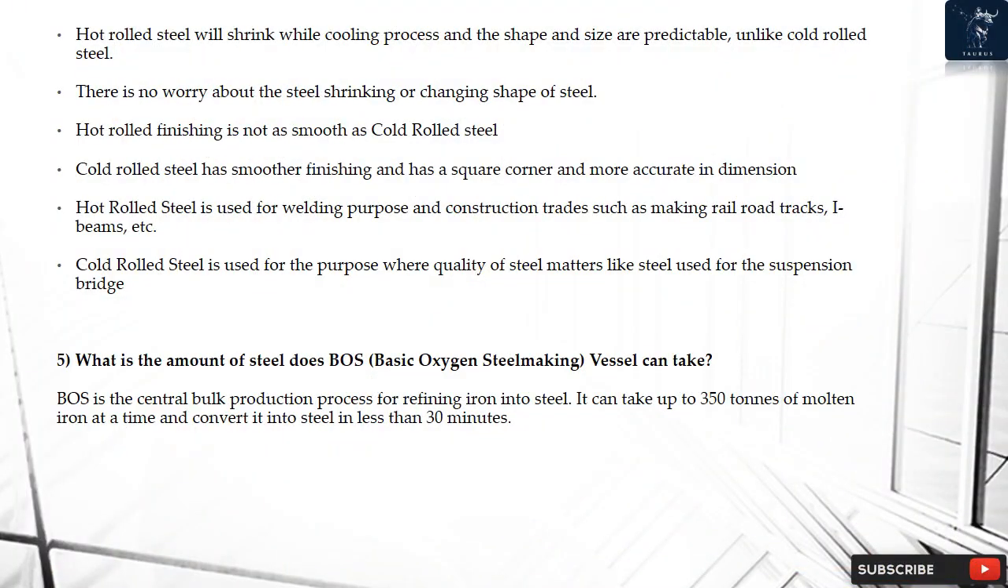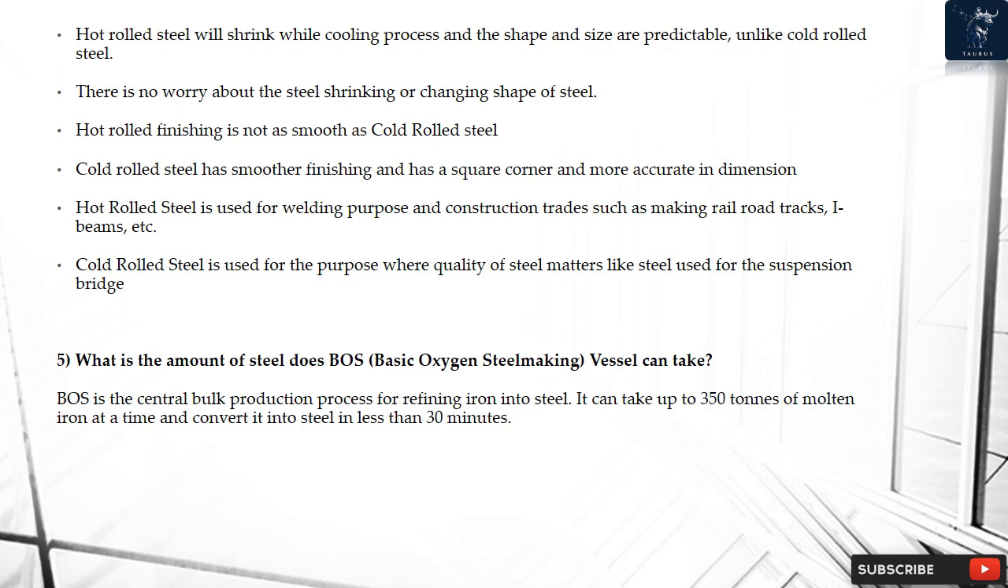Hot-rolled steel will shrink during the cooling process, and the shape and size are less predictable, unlike cold-rolled steel. There is no worry about the steel shrinking or changing shape. Hot-rolled finishing is not as smooth as cold-rolled steel. Cold-rolled steel has a smoother finish, square corners and is more accurate in dimension. Hot-rolled steel is used for welding and construction trades such as making railroad tracks, I-beams, etc. Cold-rolled steel is used where the quality of steel matters, like steel used for suspension bridges.